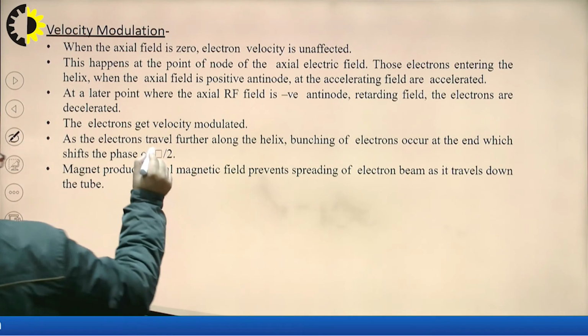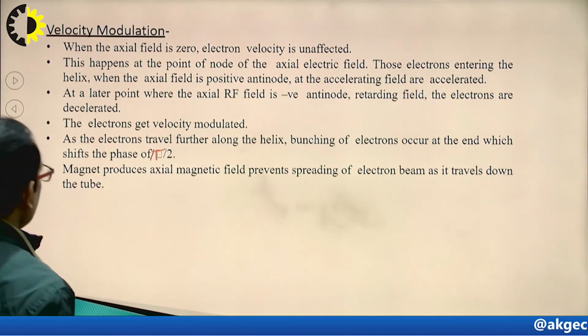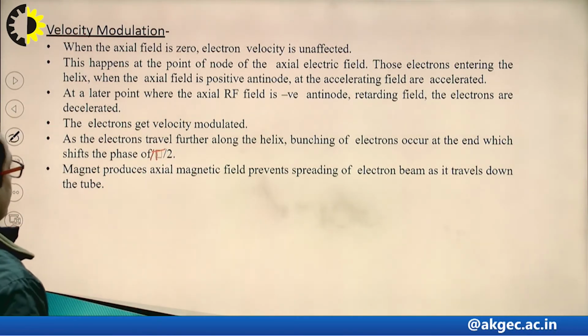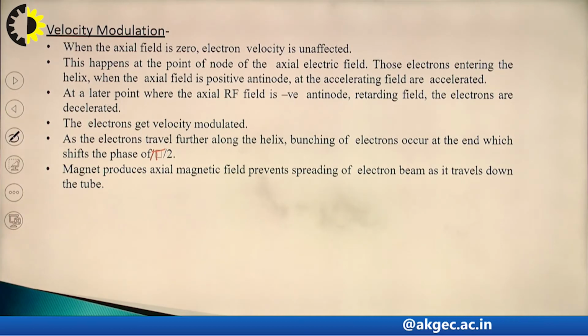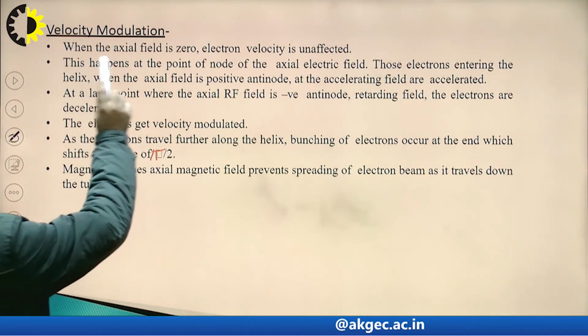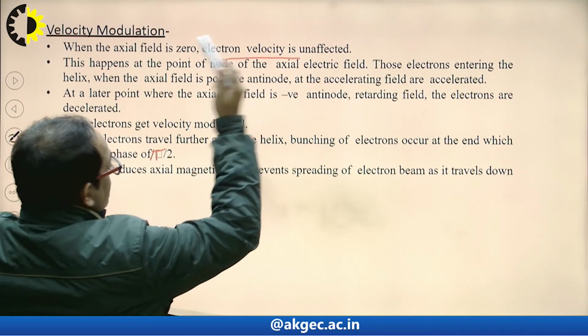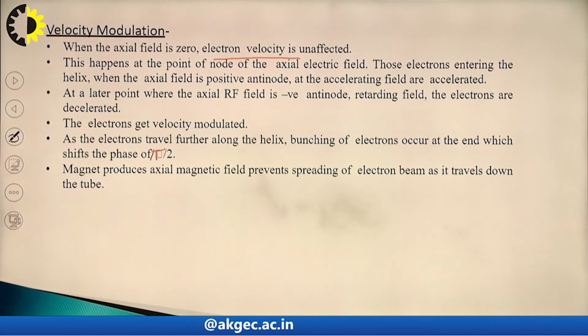So this is 5, the velocity modulation. How? Again I am telling you, in velocity modulation, when the axial field is 0, the electron velocity is unaffected. So when the RF field is positive, what happens? When the RF field is positive, what will be?